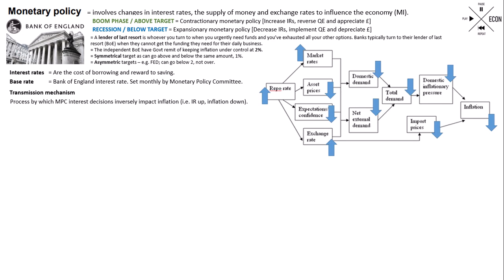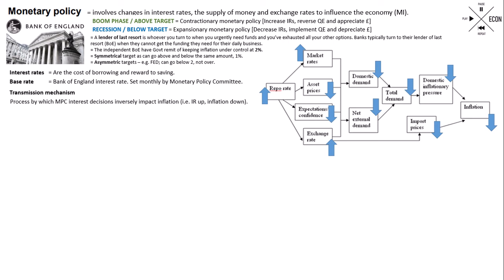So hopefully you've got that. If the base rate goes up, inflation goes down. The base rate goes on to affect market rates in the economy. As I said earlier on, the base rate is charged to commercial banks if they need to borrow funds from the central bank, so they will implement the same rate. Asset prices will go down, so that's things like shares and houses. Obviously, you know that interest rates are the cost of borrowing and the reward to saving. So if they're higher, assets are more expensive to fund, and therefore the demand for them will fall.